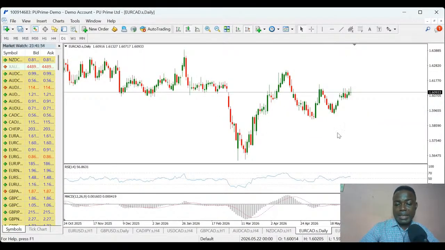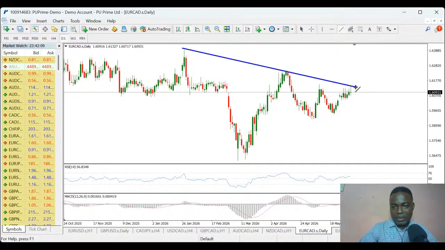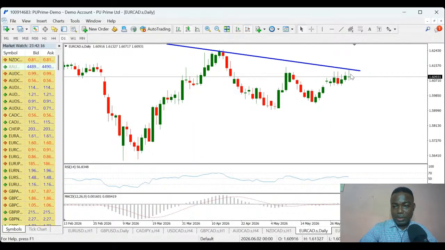And finally, I'll be looking at the Euro CAD. The Euro CAD is the next one I'm looking at, on the daily time frame. On one angle, just like the others, we have a descending trend line, and the current daily candle is forming a rejection candle, a doji. And you can see in the last couple of days, price has been ranging, closing as rejection candles. All this at the lower, descending trend line is an indication of a potential bearish movement.